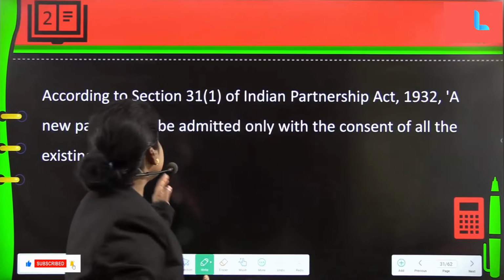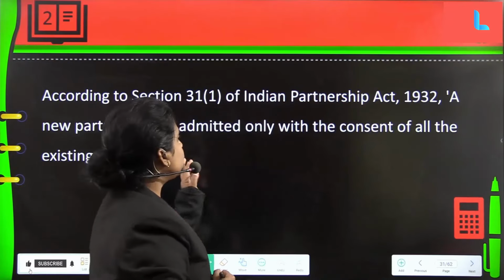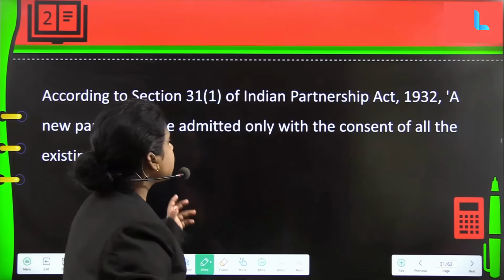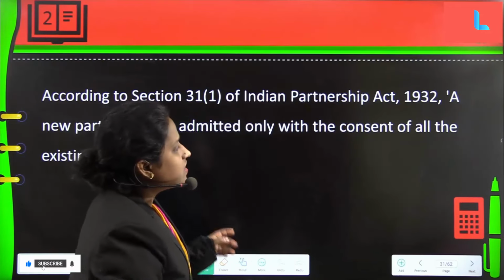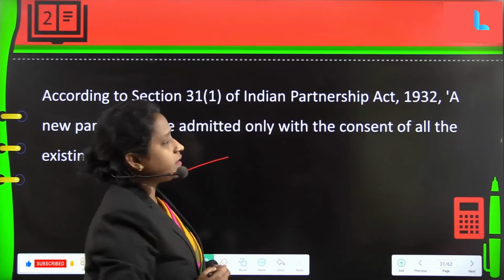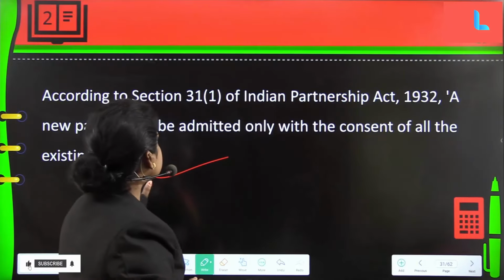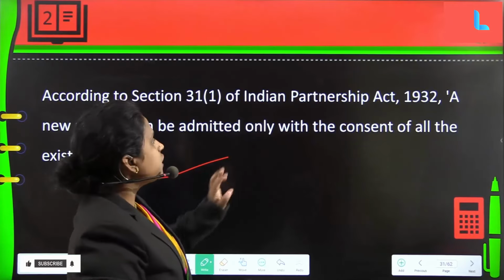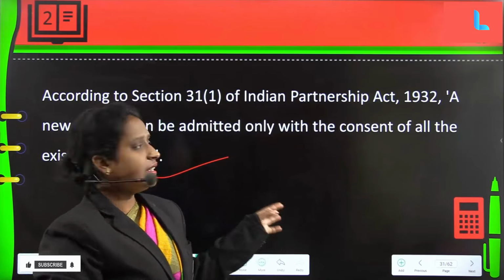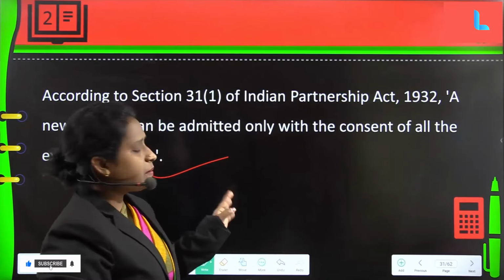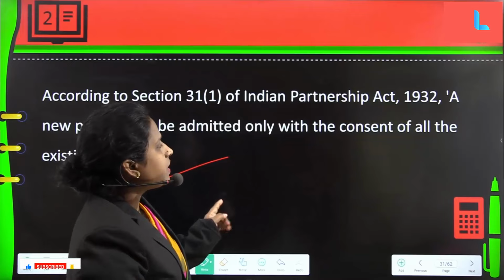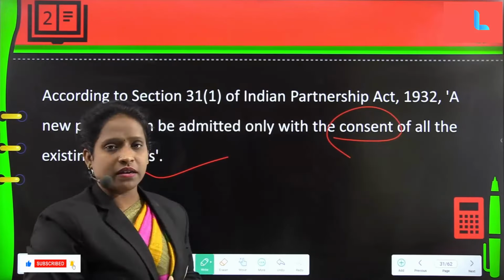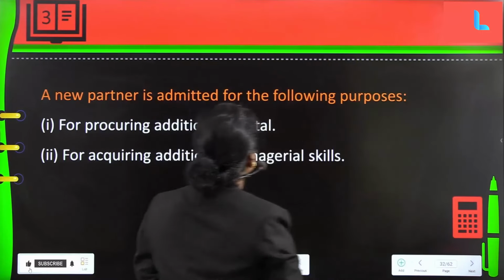Next. According to section 31 subsection 1 of the Indian Partnership Act 1932, a new partner can be admitted only with the consent of all the existing partners. So the basic thing is, as per section 31 subsection 1 of the Indian Partnership Act 1932, a new partner can be admitted only with the consent of all the existing partners. This is a basic thing that we have to understand.